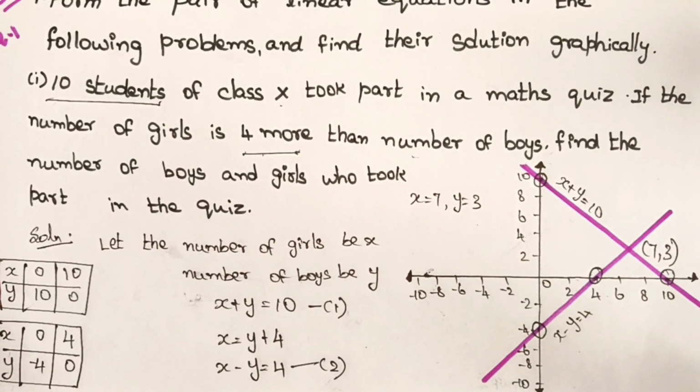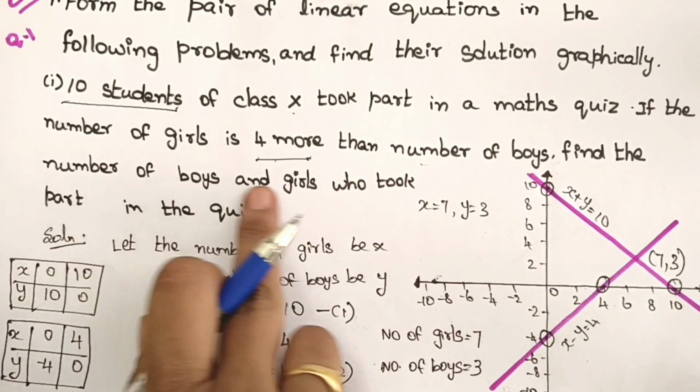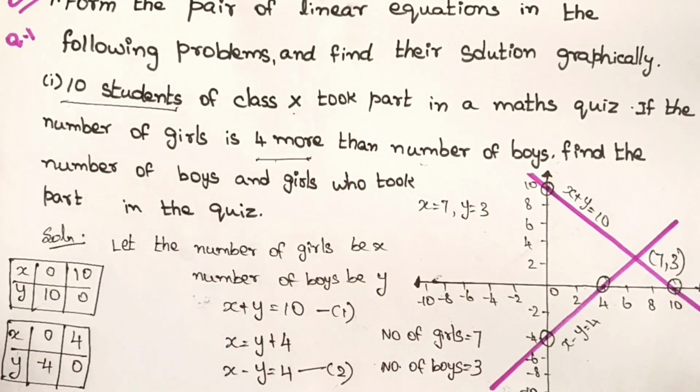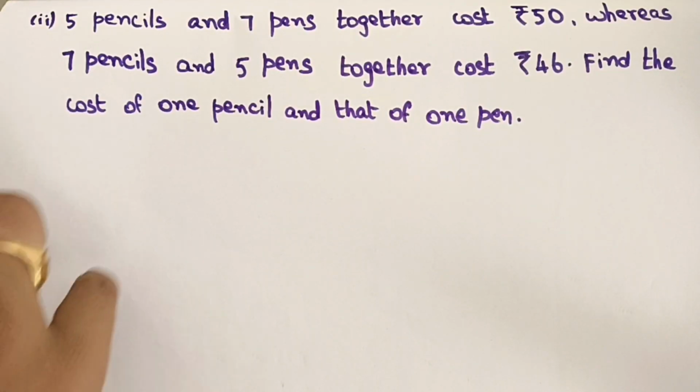Step 9. Answer in words. So what's the question? Find the number of boys and girls who participated in the quiz. So the number of girls is 7 and the number of boys is 3. Now we are going to see subdivision 2.